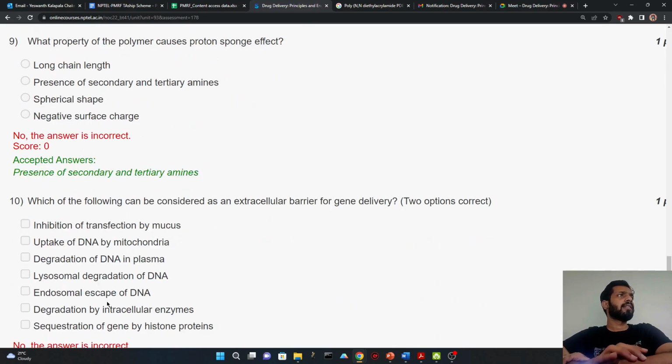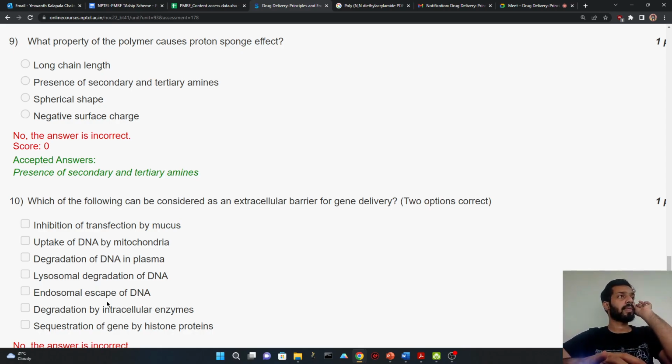Okay. Which of the following can be considered as an extracellular barrier for gene delivery? Inhibition of transcription by mucus, uptake of DNA by mitochondria, degradation of DNA in plasma, lysosomal degradation of DNA, endosomal escape of DNA, degradation by... Say option A and C. Option A and C.